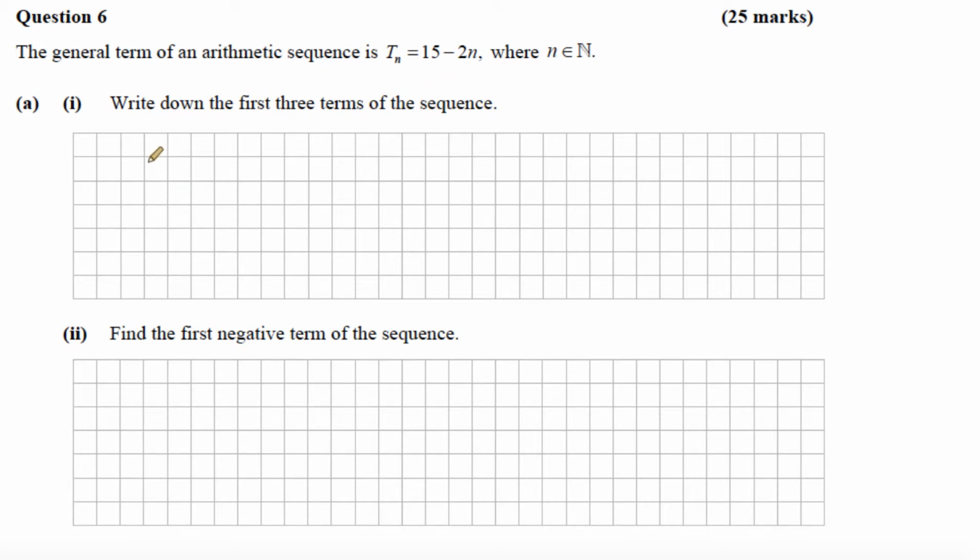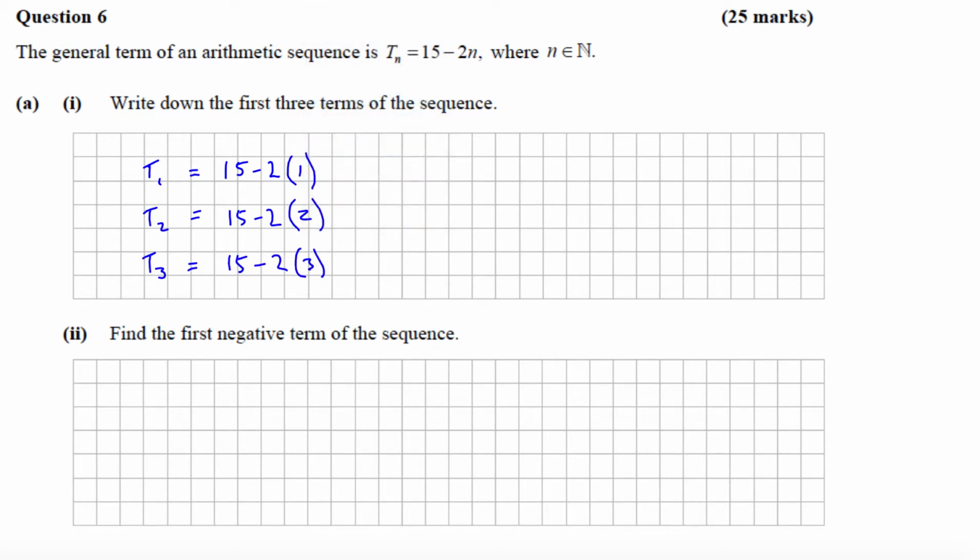Okay, well the first three terms of the sequence would be T1, T2, and T3. So if we're given Tn, we just substitute 1 in for n. So that's going to be 15 minus 2 times 1. T2 will be 15 minus 2 times 2. And T3 will be 15 minus 2 times 3.